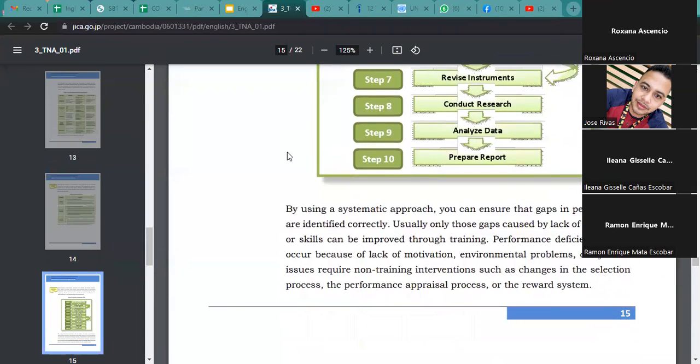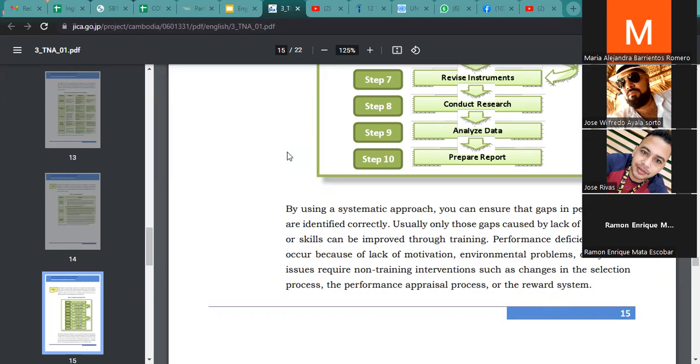So it says, by using a systematic approach, you can ensure that gaps in performance are identified correctly. Usually only those gaps caused by lack of knowledge or skills can be improved through training. Performance deficiencies that occur because of lack of motivation, environmental problems, or system issues require non-training interventions such as changes in the selection process, the performance appraisal process, or the reward system. So that's something that we discussed before. This is more about skills that you need to learn on how to do something, right? Maybe some behavior things, but if it's about motivation, or things within the company, processes, the environment in general, of course that is something different. For example, a focus group might be a good idea for that because you will get feedback from the people that are actually doing the job.